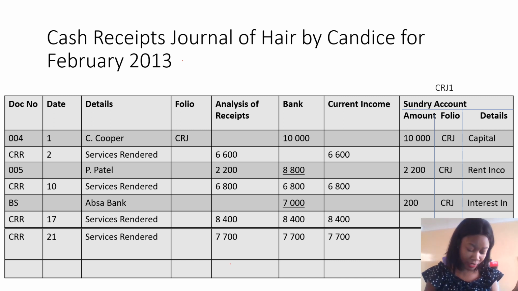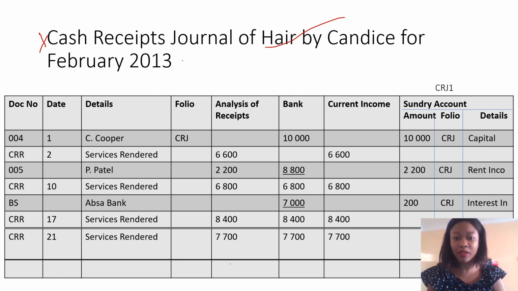Hello grade 8, we are on page 67 of our textbooks, and activity 2.5 requires us to record the transactions of Hair by Candice for the month of February. The first thing that you're supposed to do when you are doing your journal is that you must label the journal. So there we have it. We have cash receipts journal of Hair by Candice.